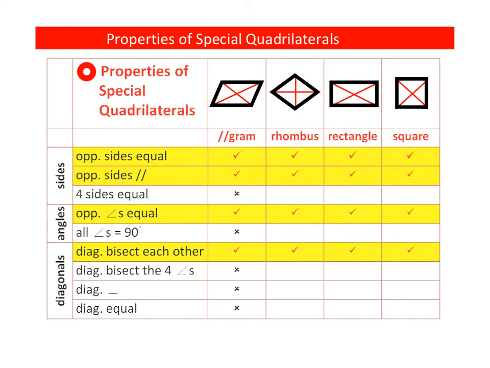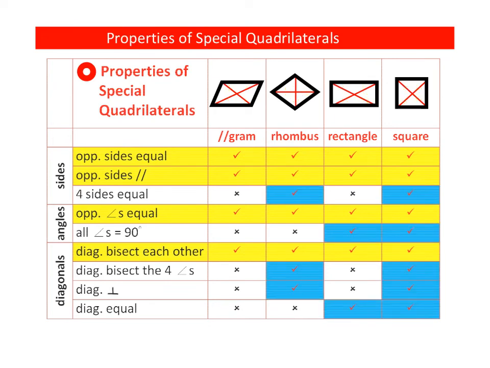As a rhombus, a rectangle, and a square are all parallelograms, they will have the properties of a parallelogram as well. All of them have opposite sides equal and parallel. All of their opposite angles are equal. All of their diagonals bisect each other.